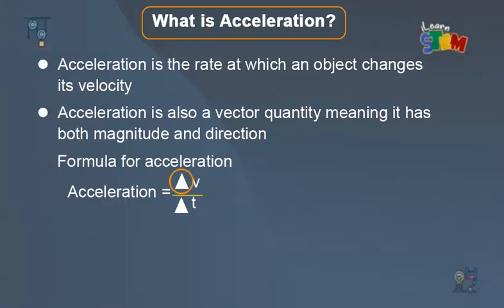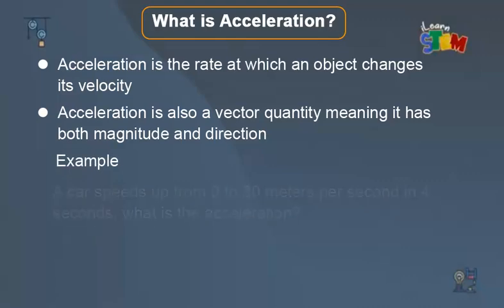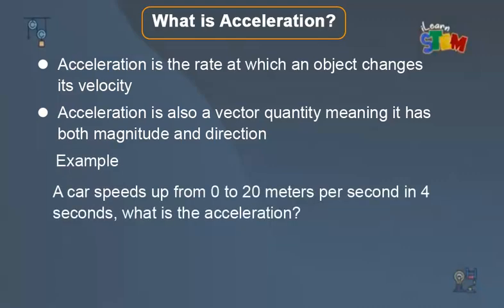velocity. For example, a car speeds up from 0 to 20 meters per second in 4 seconds. What is the acceleration? From the question, the change in velocity is 20 meters per second, divided by the time taken, 4 seconds. That gives us 5 meters per second squared. Let's move on to discuss resultant velocity.